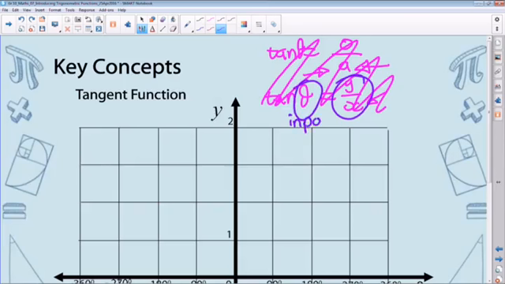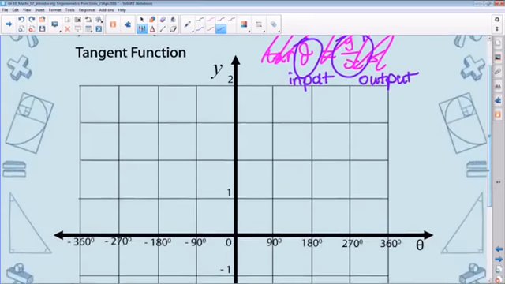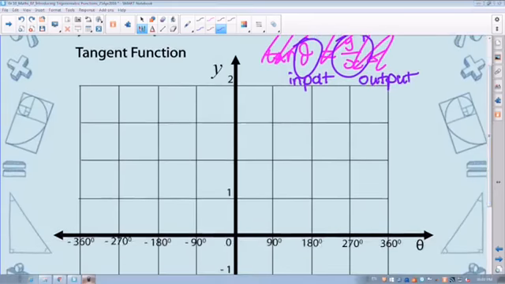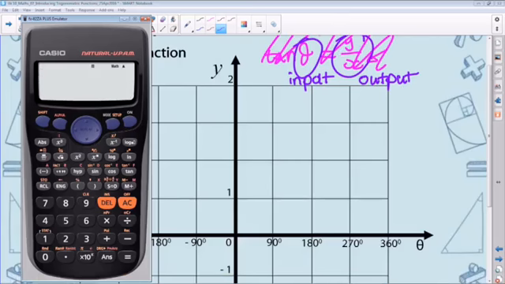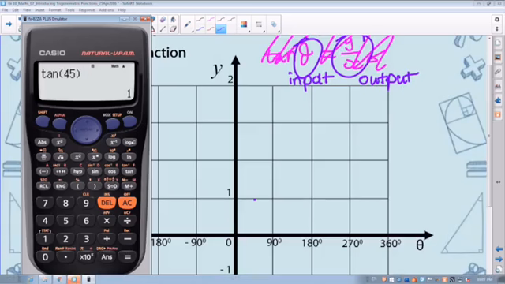Oh, I'm making it nice and untidy. And the ratio is the output. So let's go back to our calculator, and I will show you what I mean. Now, because I am clever at this, I know that tan of 45 degrees is going to equal 1. Let's look at it. Yes, it does. So I'm going to plot that point over here.